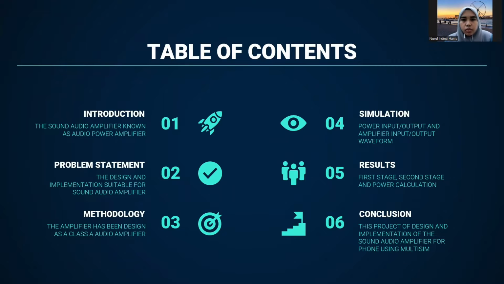Our presentation slide has six items in the table of contents. The first one is the introduction about the sound audio amplifier, known as the audio power amplifier. The second one is the problem statement, which is the design and implementation suitable for the sound audio amplifier. The third one is methodology. The fourth one is simulation, the fifth one is result, and the last one is conclusion.